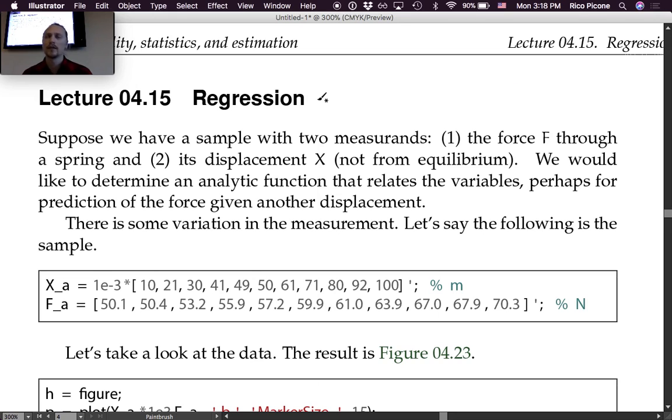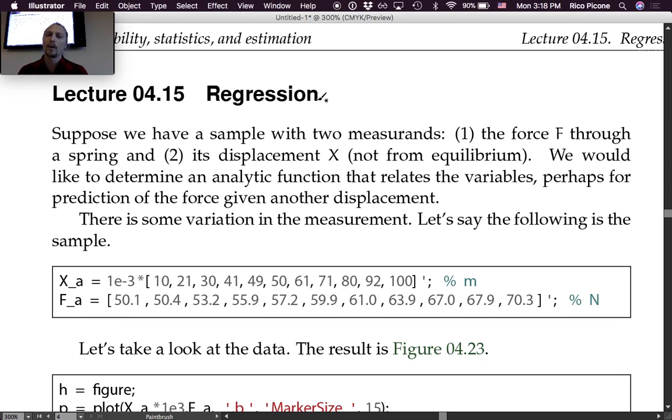So, regression. Suppose we have a sample with two measurands, one being the force through a spring and two being its displacement, x, okay? Not from equilibrium, so say some non-equilibrium displacement that we measure x from. We would like to determine an analytic function that relates the variables. Perhaps for prediction of the force given another displacement.